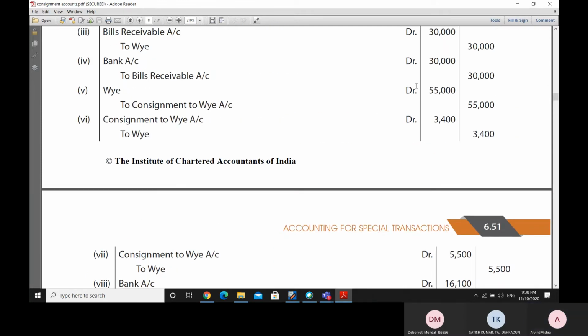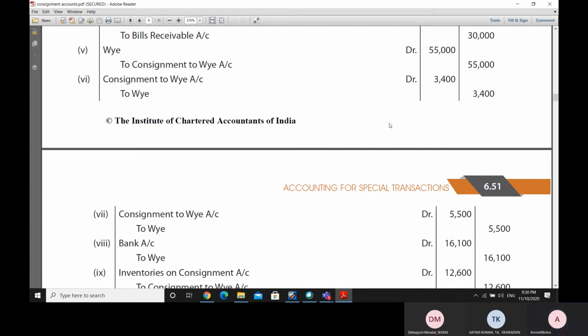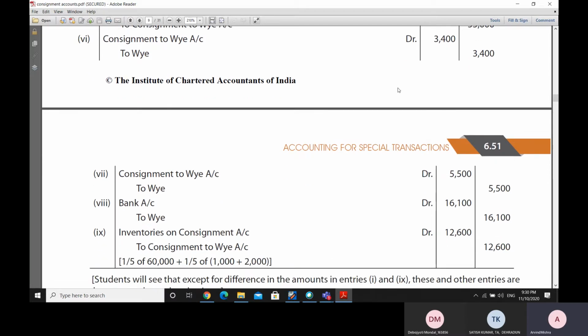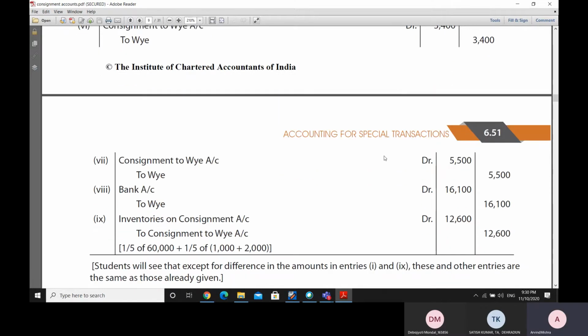This is the total expenditure incurred by Y, 3,400, and Y is being credited for that because Y will be paid this amount. And consignment account is being debited because expenditure is being accrued there and is part of the expenses towards the business. So it will help us to find out the profit or loss in the consignment account. And thereafter, consignment account is debited and to Y here for 5,500.